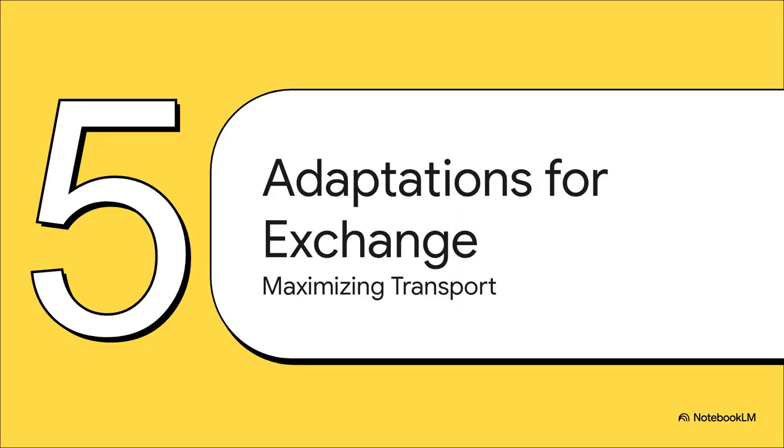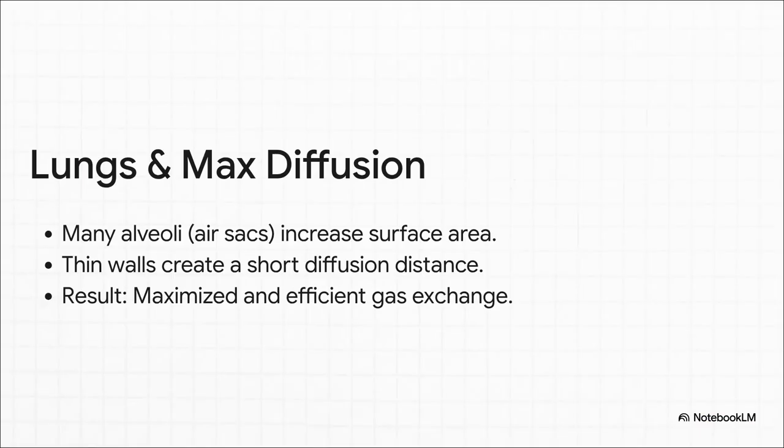Now, because all this transport stuff is so incredibly important for staying alive, it's not enough for it to just happen. It needs to happen fast. So over millions of years, organisms have evolved some really clever ways to maximize the speed of these processes. Let's look at your lungs. They are a masterpiece of design for maximizing diffusion.